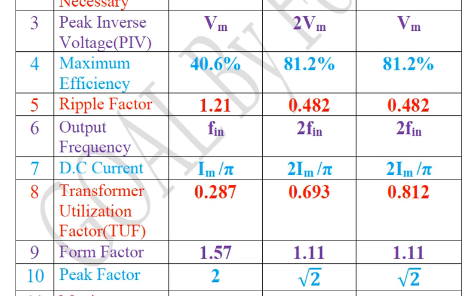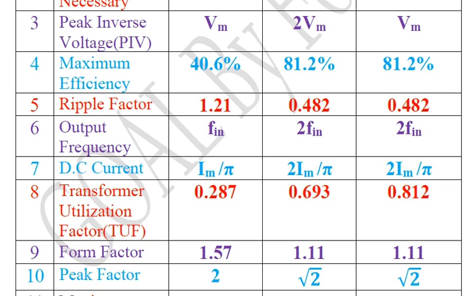Next point is the transformer utilization factor. In case of half wave rectifier, TUF is equal to 0.287. In case of center tap rectifier, TUF equal to 0.693. In case of bridge type rectifier, TUF equal to 0.812.